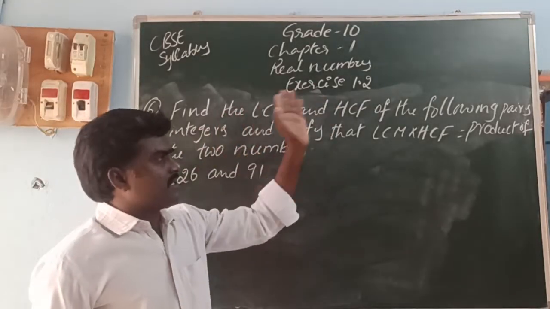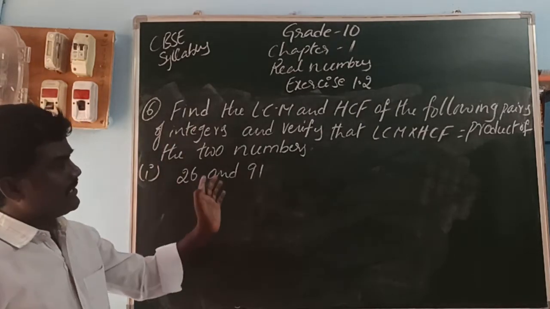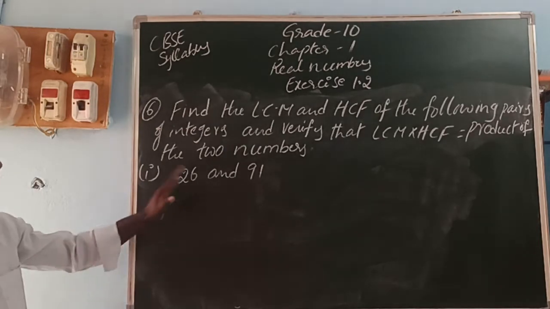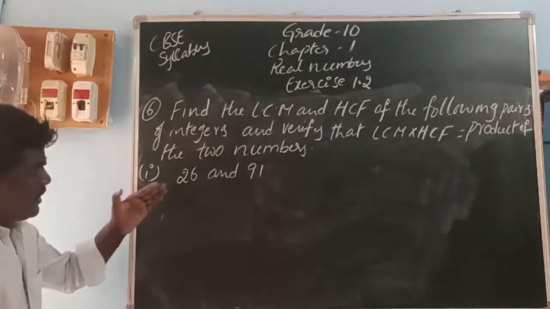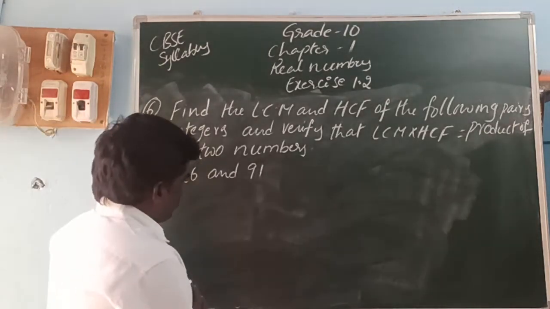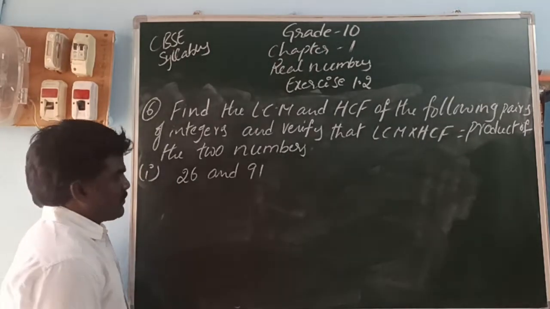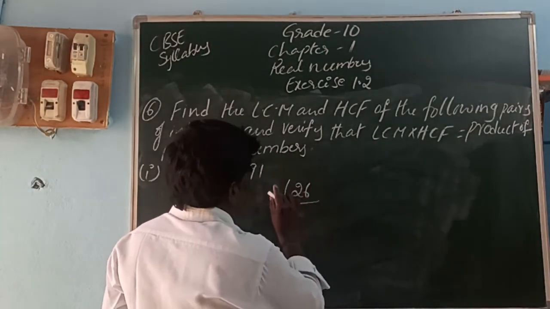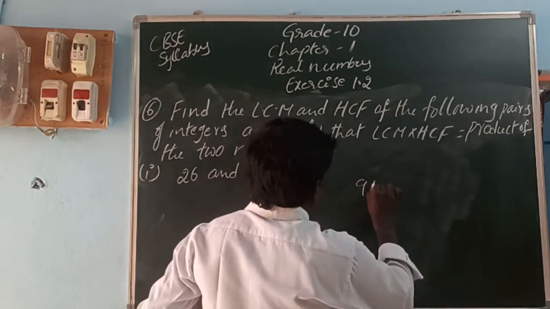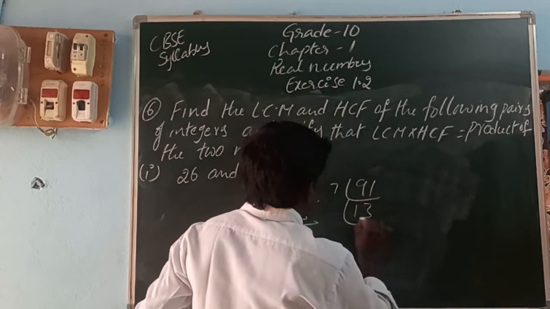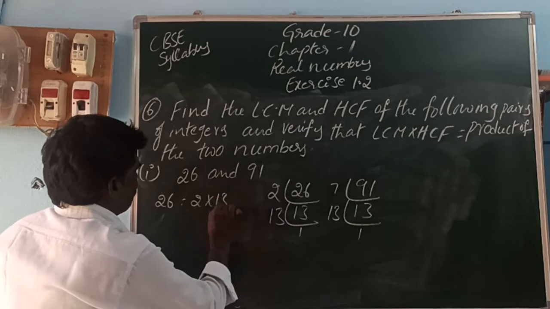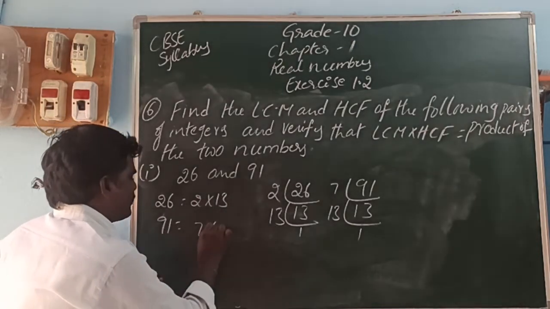Find the LCM and HCF of the following pairs of integers and verify that LCM into HCF is equal to the product of the two numbers. So first find the LCM and HCF. Here we can find it by either the prime factors method or the division method. Let us use the prime factors method. 26, how can we write? 2 thirteens are 26, 13 ones are 13. 91, how can we write? 7 thirteens are 91, 13 ones are 13. So 26 we can write as 2 into 13. 91 we can write as 7 into 13.